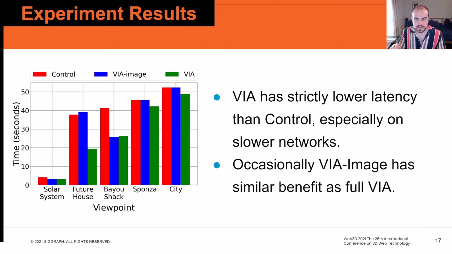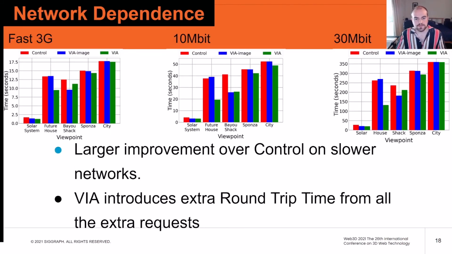Very occasionally, VIA image will have about the same benefits as VIA, but most of the time it performs about the same as the control because both VIA image and the control require the entire monolithic binary to be downloaded before anything can be rendered. So when we looked at the different network conditions, we discovered that VIA's performance over the control does depend slightly on network conditions. Typically, the slower and worse your connection, the better VIA will perform when compared to the control.